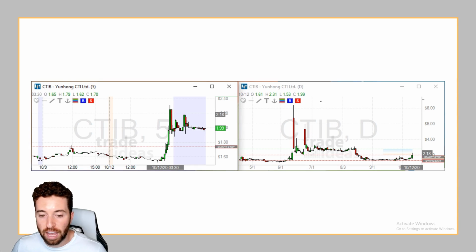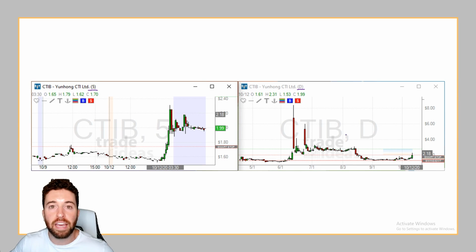I have CTIB on the right side right here, which is the daily chart, and then I have CTIB of the zoomed in version right here. So I can see, okay, CTIB, I'm about to play the stock. Okay, what does the stock usually look like? So it's very easy for me to bounce back and forth with my eyes and see the zoomed in version of today and the zoomed out overview.